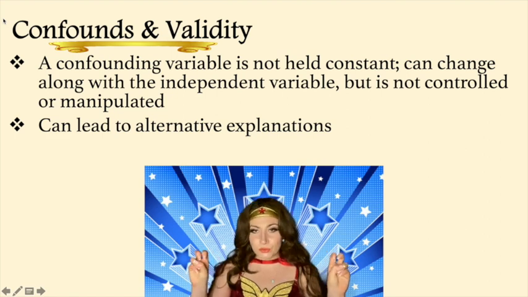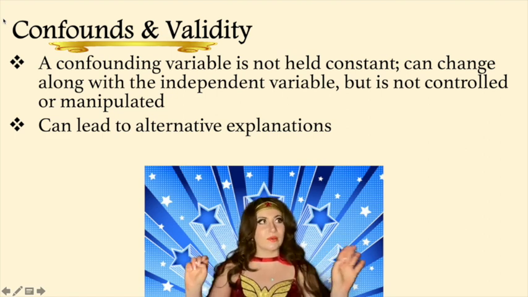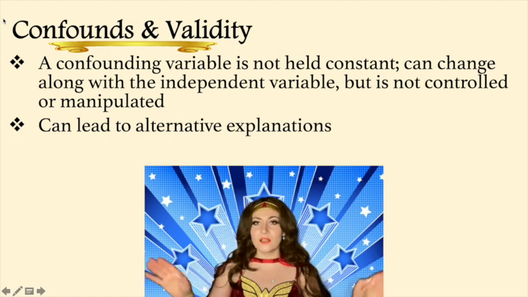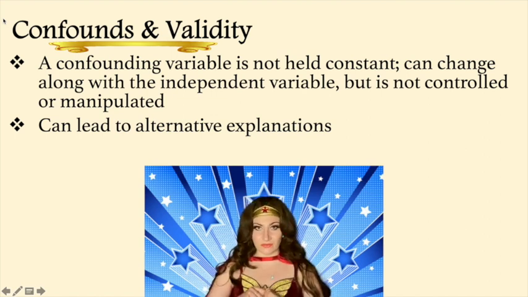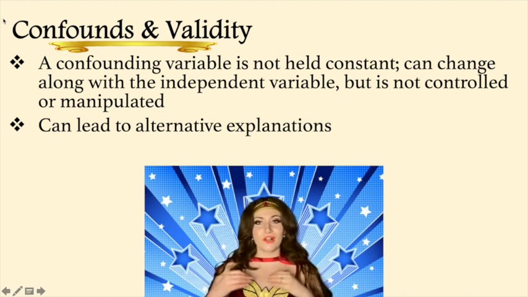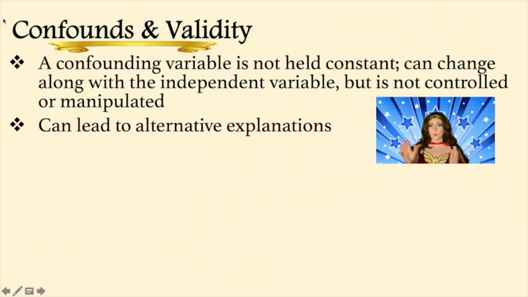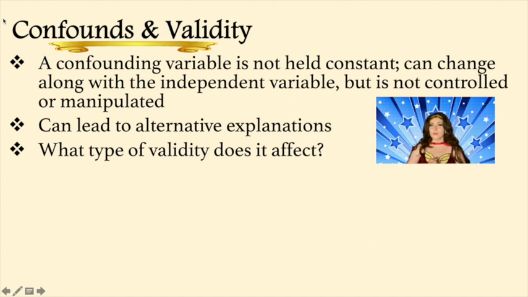Because the room, the lighting, the presence and absence of windows, all of those things were not held constant, those all can become confounding variables. All of those can indirectly have an effect on the dependent variable. So as you can see, those are alternative explanations that can be causing the difference that we are seeing in the dependent variable. So what type of validity do confounds affect? Well, that would be our internal validity.